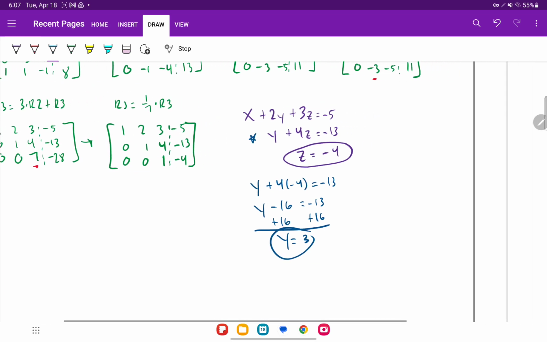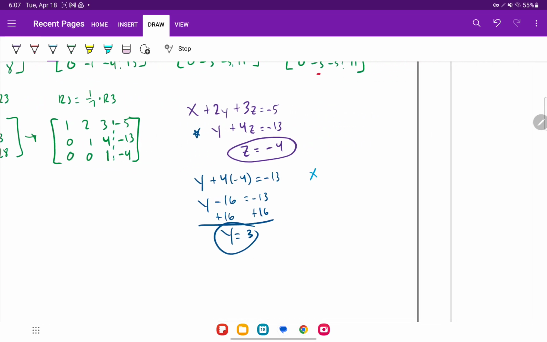and we get x plus 2 times 3 plus 3 times negative 4 equals negative 5. So x, 2 times 3 is 6. 3 times negative 4 is negative 12, equals negative 5. 6 minus 12 is negative 6. Add the 6 over, and x equals 1. So my solution would be 1, 3, and negative 4.